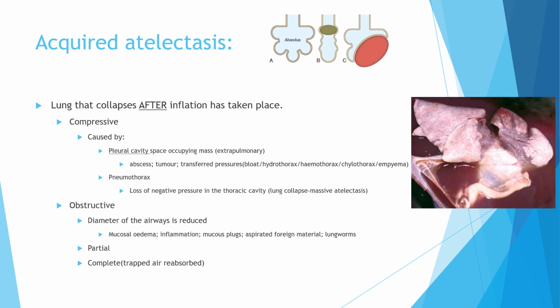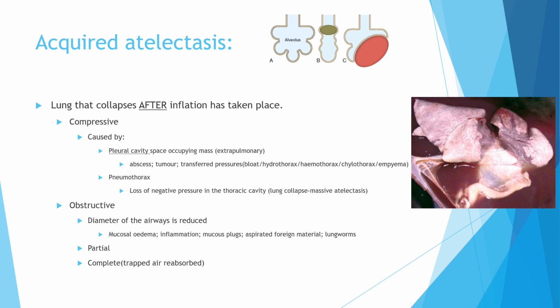Cattle, however, and to some extent sheep, even if there's obstruction of the small bronchus or bronchioles, it can result in atelectasis. Okay? It's important that you know the difference between compressive and obstructive atelectasis. Compressive atelectasis is, as you can see on the schematic drawing at the top of the slide, you've got a normal alveolus, how it should look, then you've got B and C.